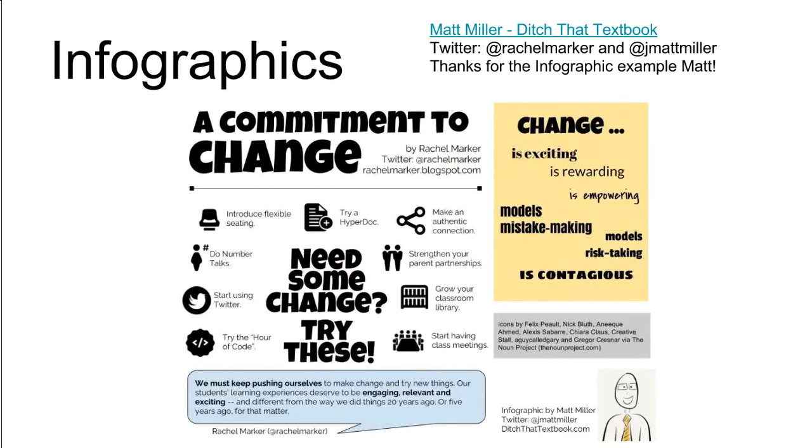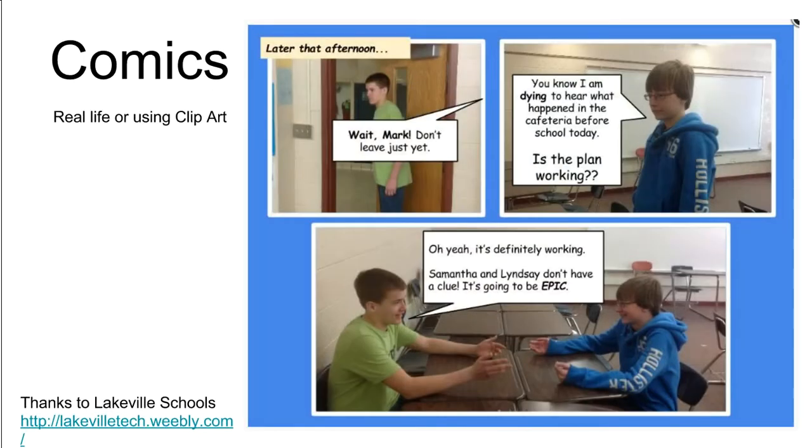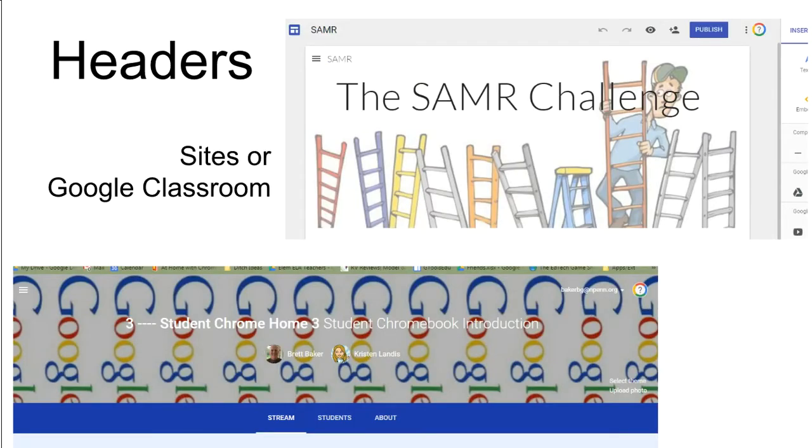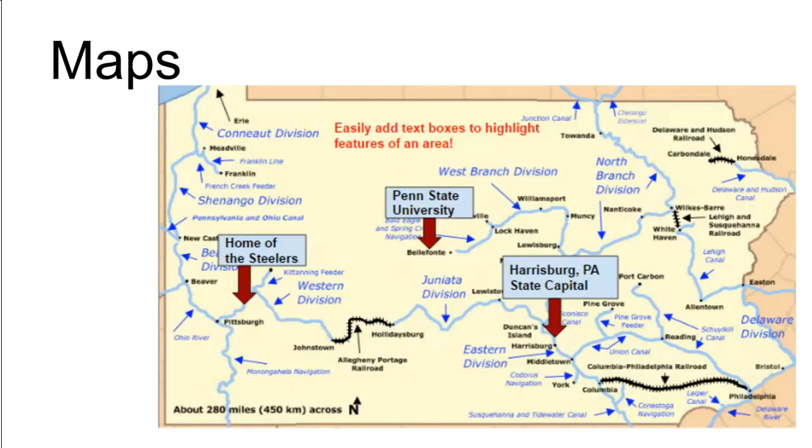You can see the Venn diagram on the left. You could make an infographic, which is very popular today. These infographics grabbing information and putting a little visual with a piece of information. You use them for creating some comics. It could be real figures and real pictures or something out of clip art. As you remember, I talked about the headers. I really like using these for the headers in my Google Classroom or for Google Sites.